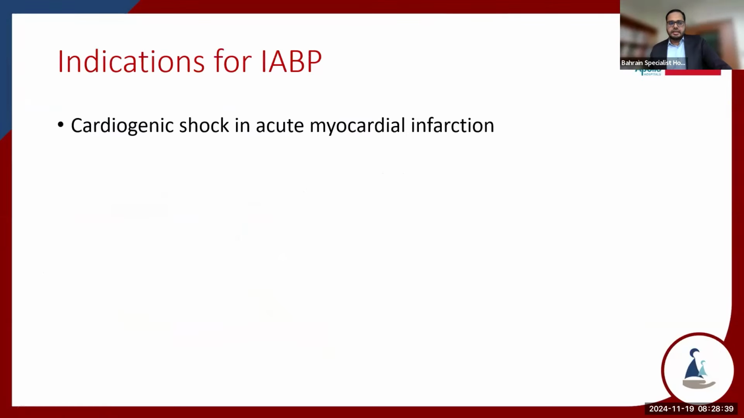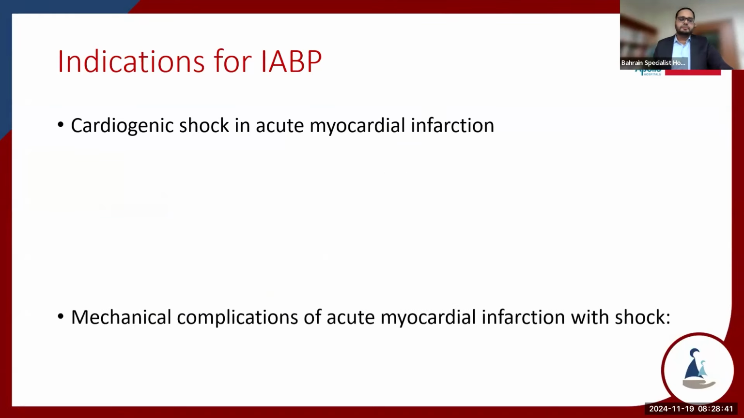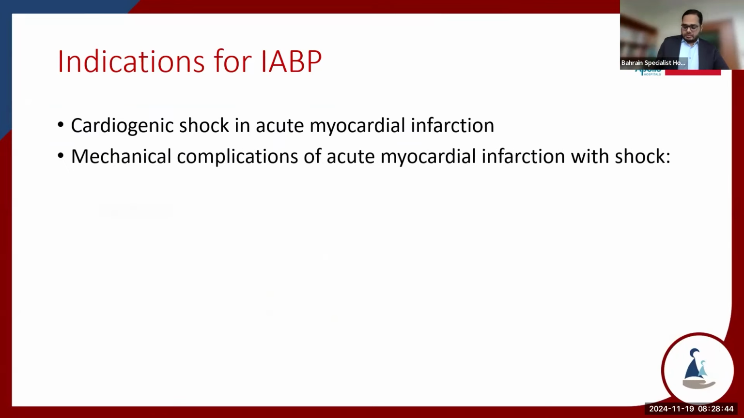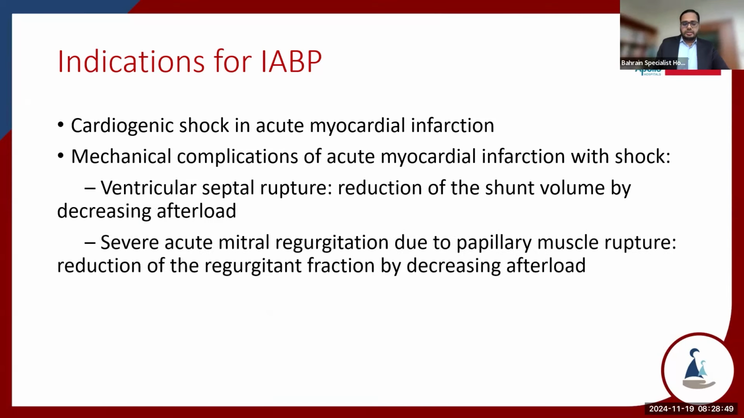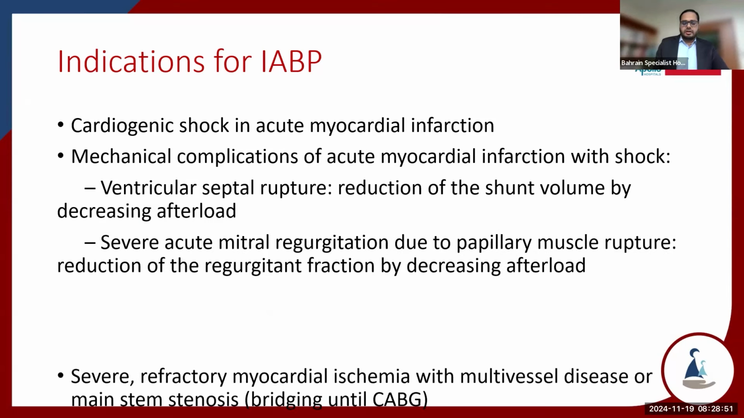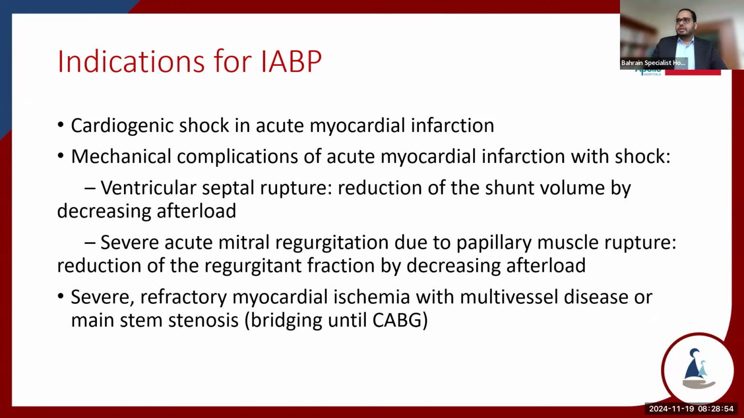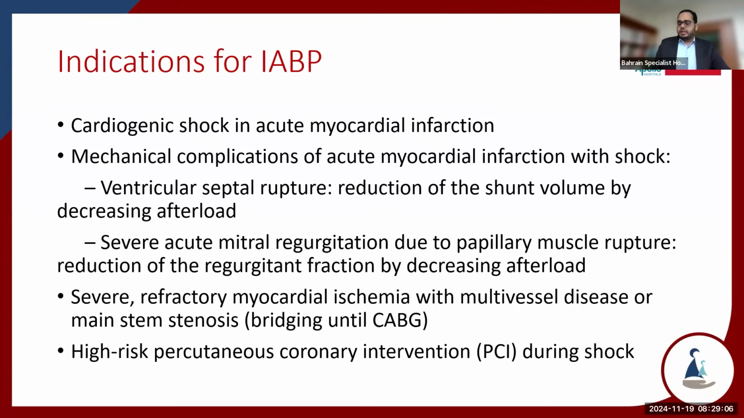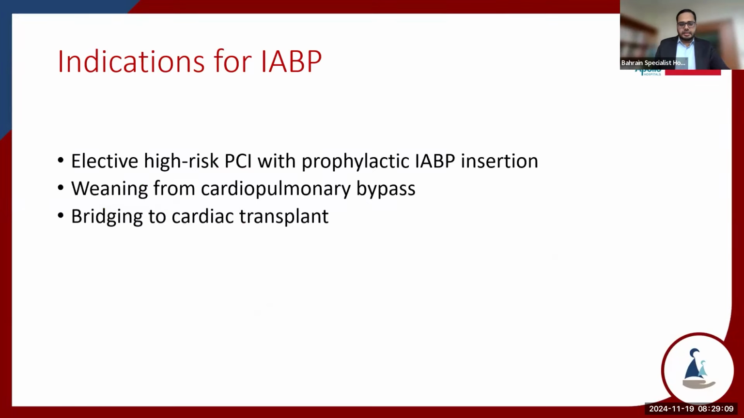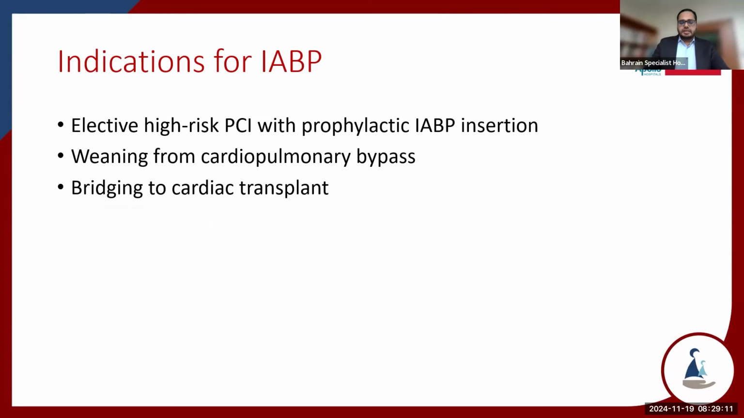The classical indications for IABP: cardiogenic shock in acute MI, particularly if somebody has a mechanical complication, like a ventricular septal rupture or an acute mitral regurgitation, or severe refractory myocardial ischemia, where the patient continues to have ongoing angina with multivessel disease or a left main stem stenosis. These are the classical indications to put in an IABP. Also high-risk PCI during shock. Electively also, if there's a high-risk PCI, we can do a prophylactic IABP insertion.